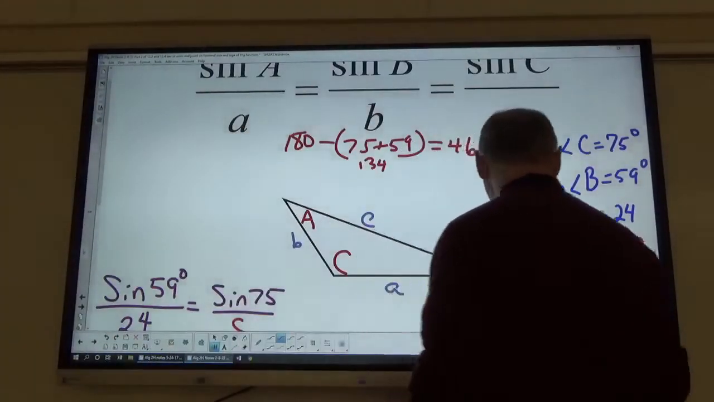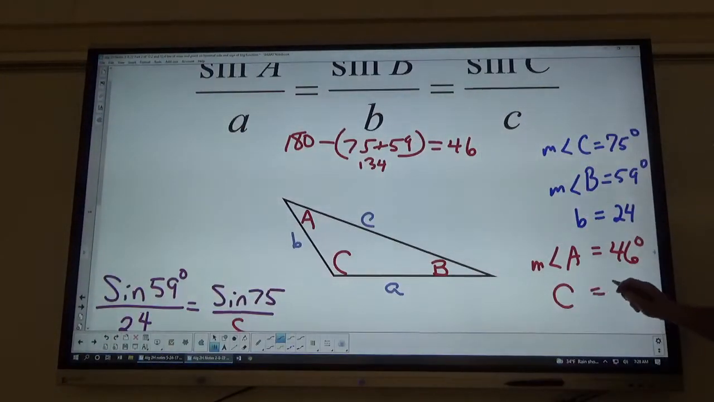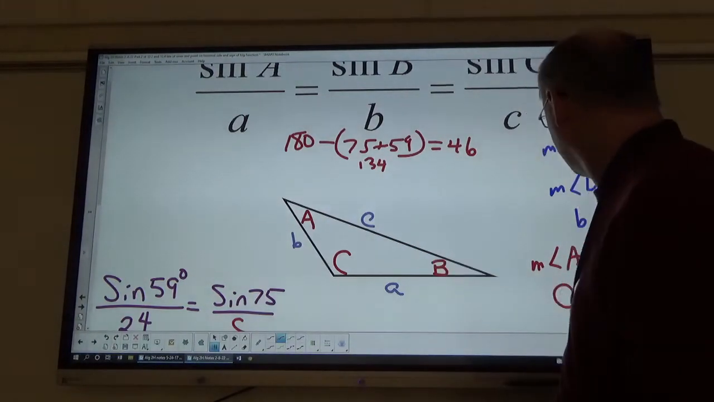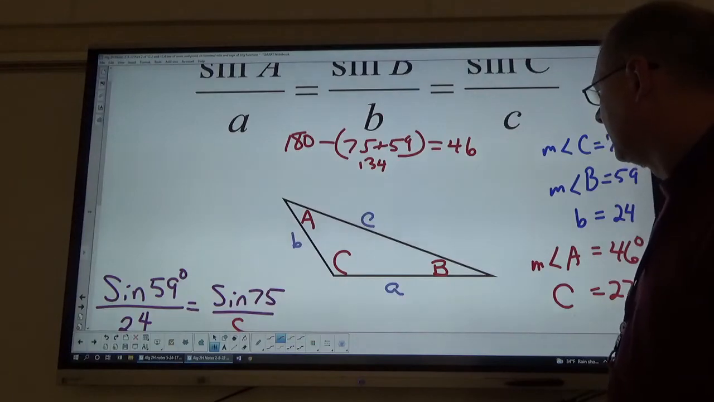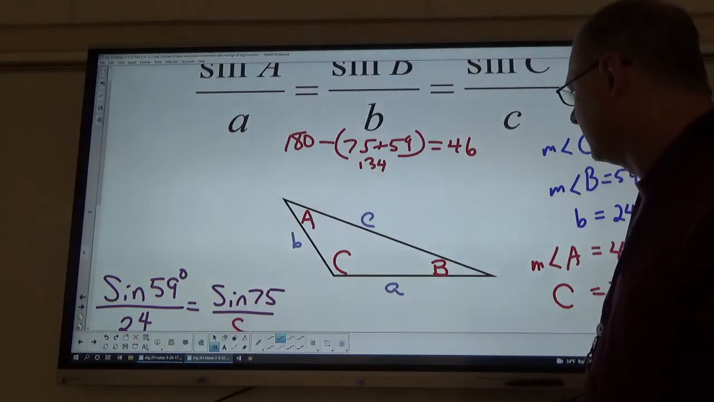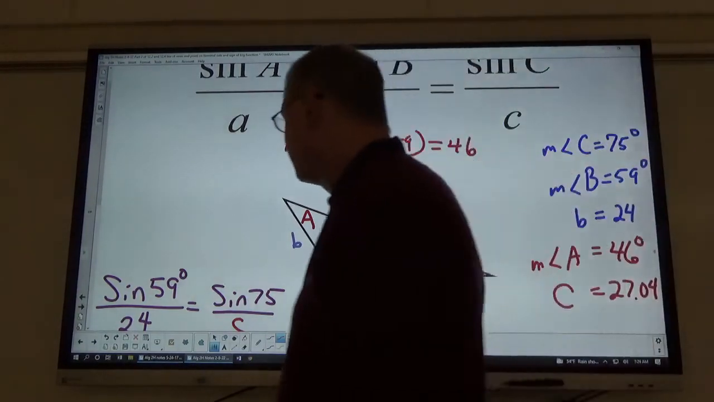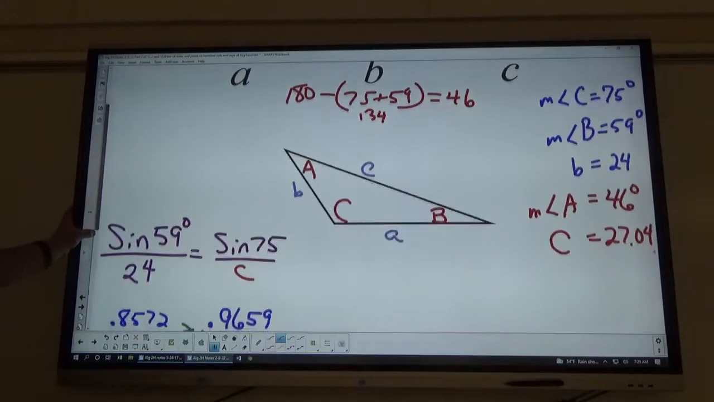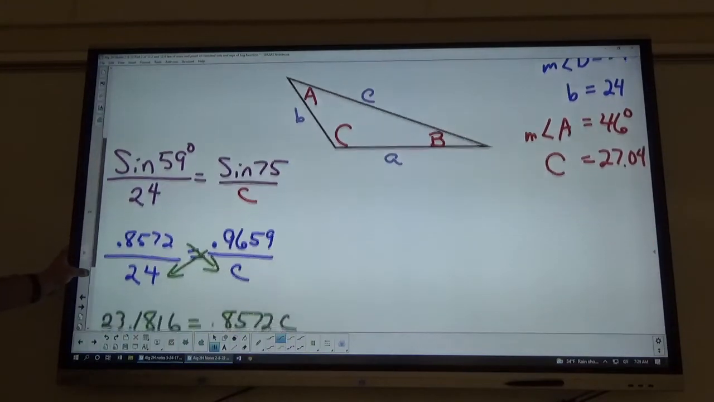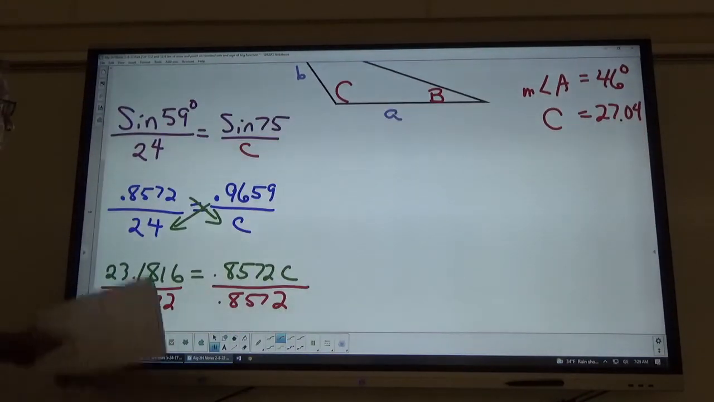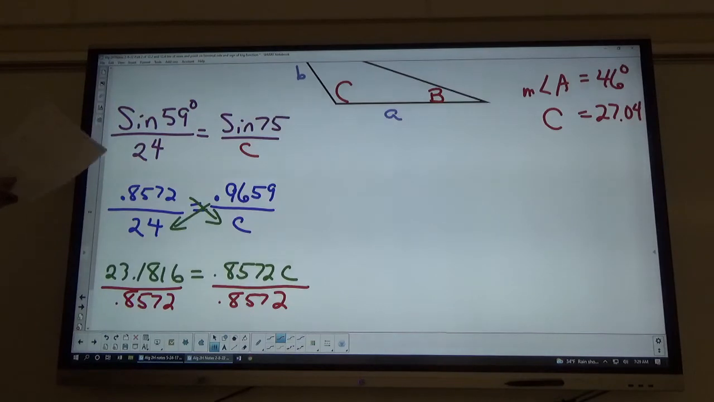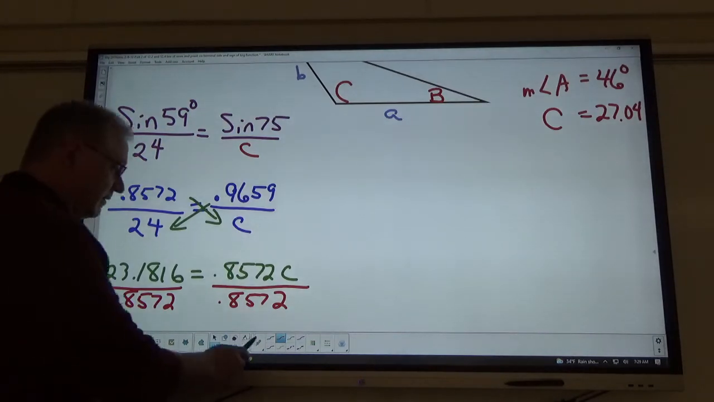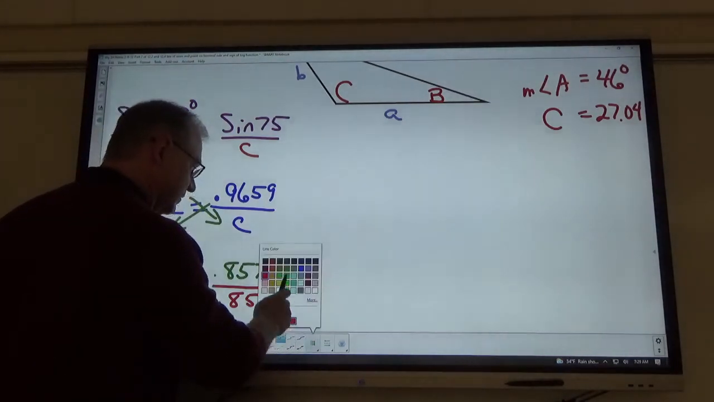Side C, 27.04. I can even fill it in on my diagram if I wanted to. I'm not going to because that would make it a little messy. It's a little tight, but I could. Well, now that I know side C, the only other side I'm missing is side A. So I'm going to continue to use side B and angle B.